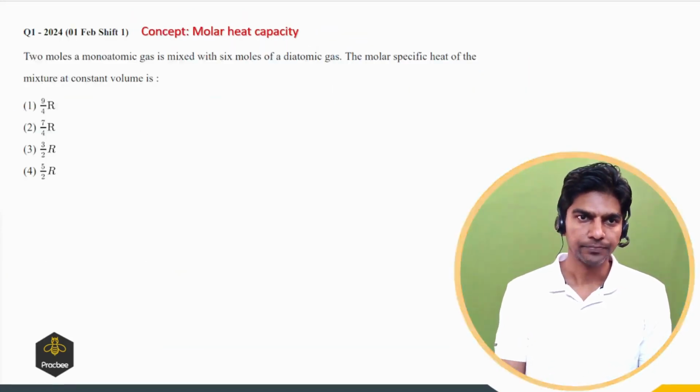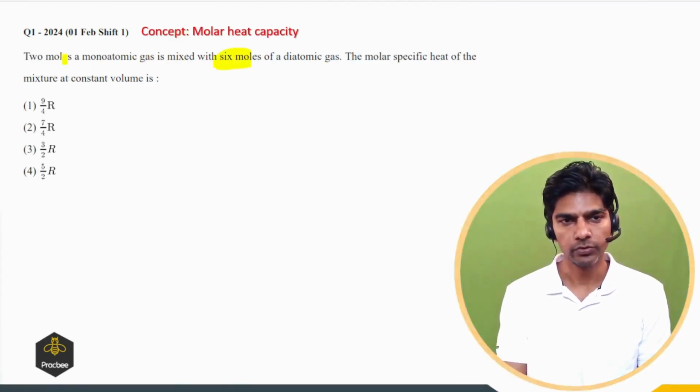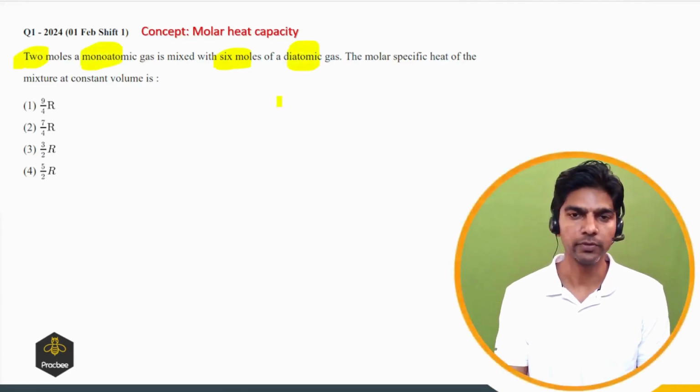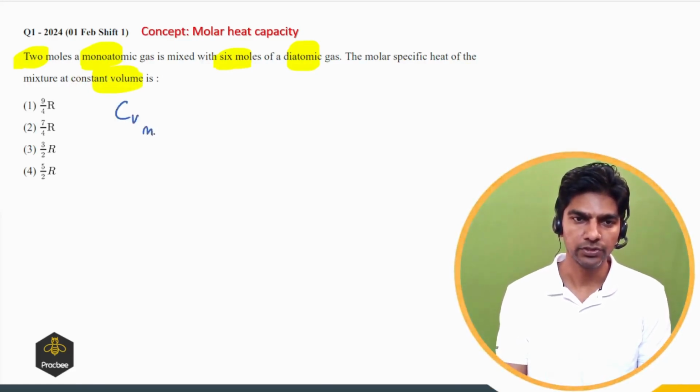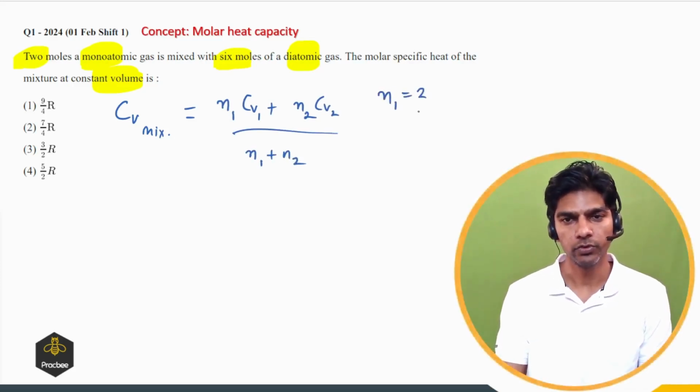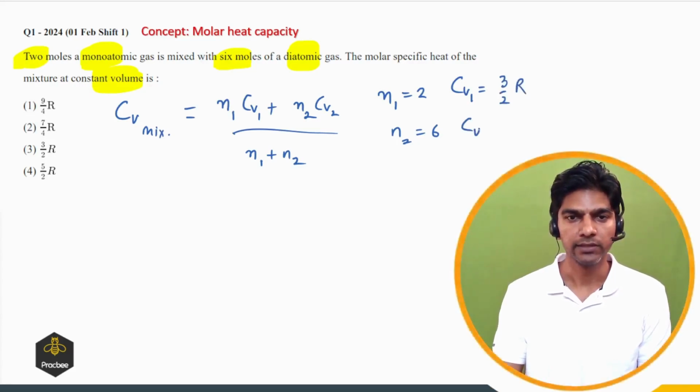Right, so let us see the next question. 2 moles of a monatomic gas are mixed with 6 moles of diatomic gas. The molar specific heat of the mixture at constant volume. So basically we have to find Cv for the mixture. Which formula can we use? It will be n1 Cv1 plus n2 Cv2 divided by n1 plus n2, where n1 is 2 moles, n2 is 6 moles, Cv1 for a monatomic gas is 3 by 2 R, and Cv2 for a diatomic gas is 5 by 2 R.